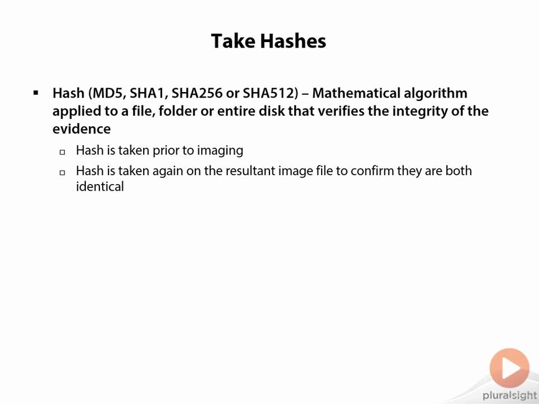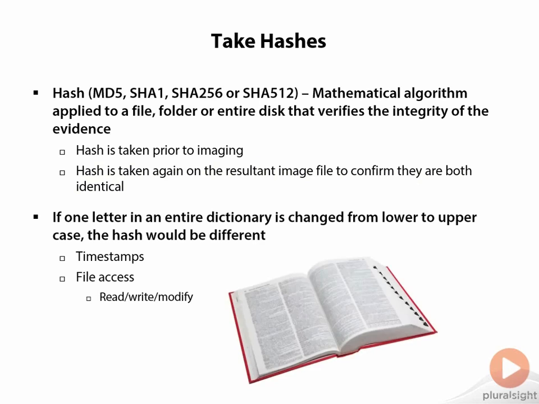When we're done, we'll then take an image of that hard disk and we'll run that same hashing algorithm against the copy. If both of those numbers come back the same, we know beyond a shadow of a doubt that they are absolutely identical. If we were to hash an entire dictionary or an entire encyclopedia or the entire Library of Congress, whatever it is you want to focus on, and we changed one letter in that dictionary from a lowercase to an uppercase, the hash would be completely different.